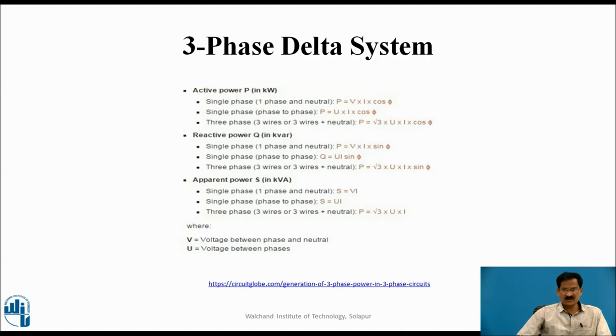This is the three-phase delta system. In this, the active power, reactive power and apparent power equations are given. Active power is equal to root 3 VL IL cos theta or 3 times VPH IPH cos theta. Reactive power is root 3 VL IL sin theta or 3 times VPH IPH sin theta. Apparent power is root 3 VL into IL or 3 times VPH into IPH.